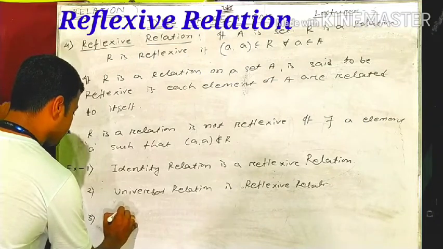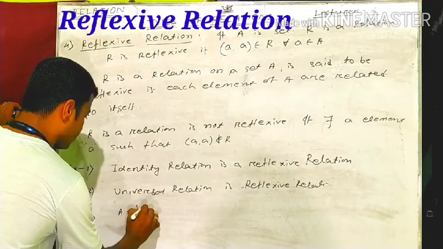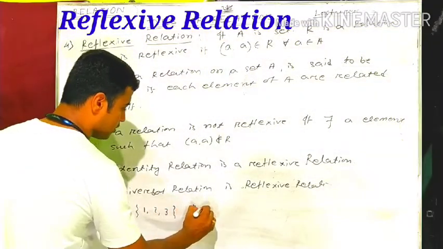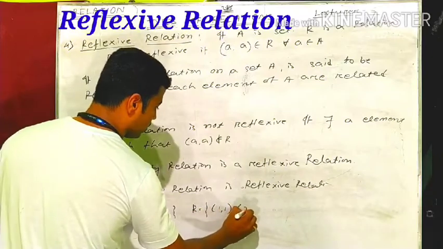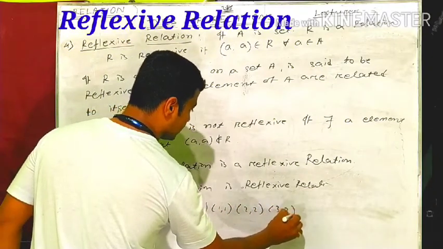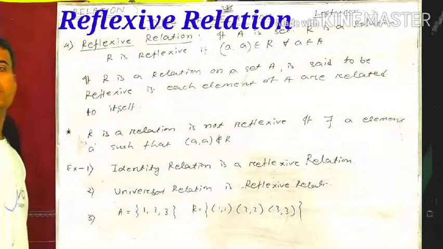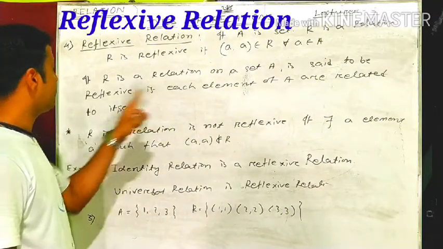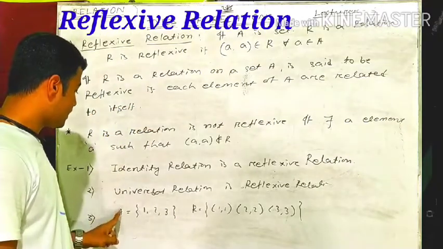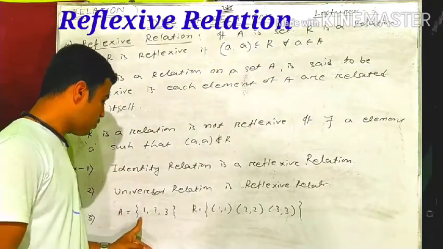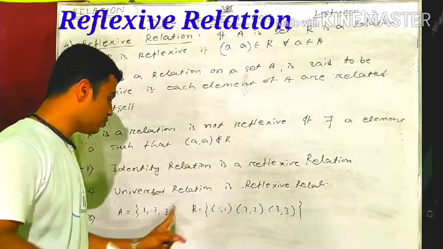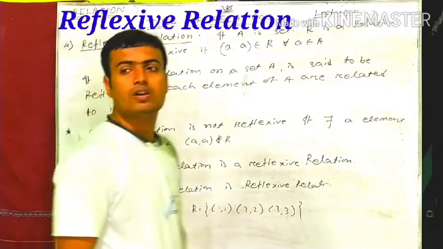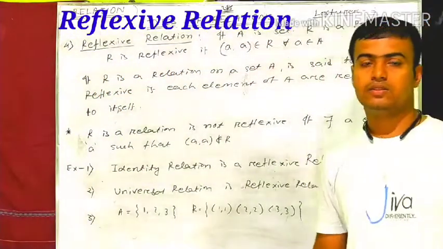Let A equal {1, 2, 3}. R is the relation {(1,1), (2,2), (3,3)}. It is a reflexive relation because, by the definition, each element of A is related to itself. So 1 is related to 1, 2 to 2, and 3 to 3. So this relation is called a reflexive relation.